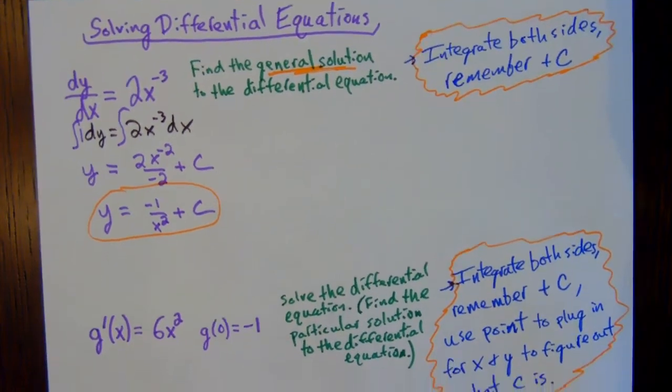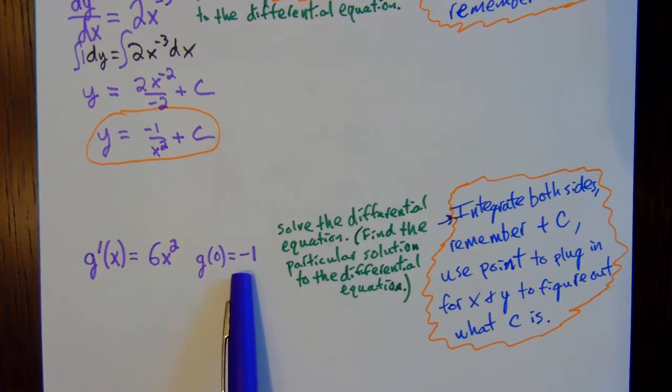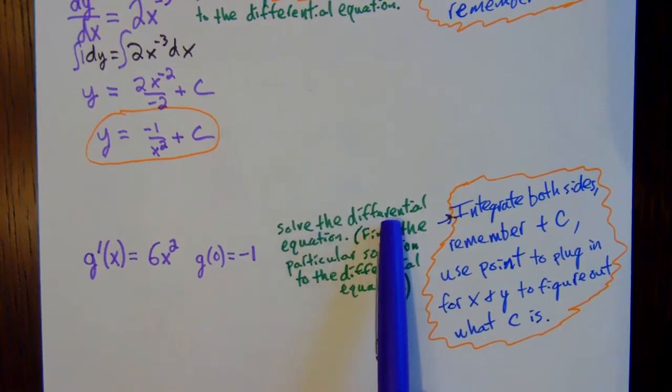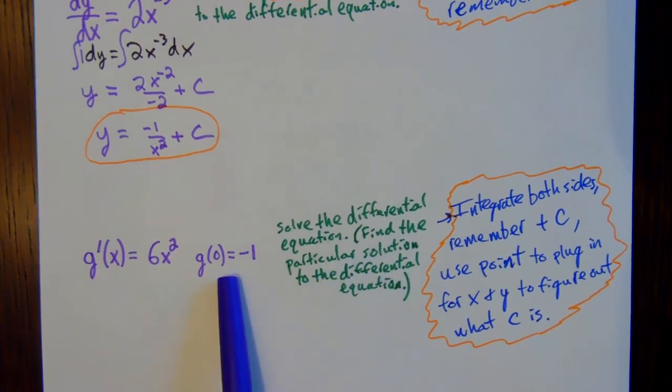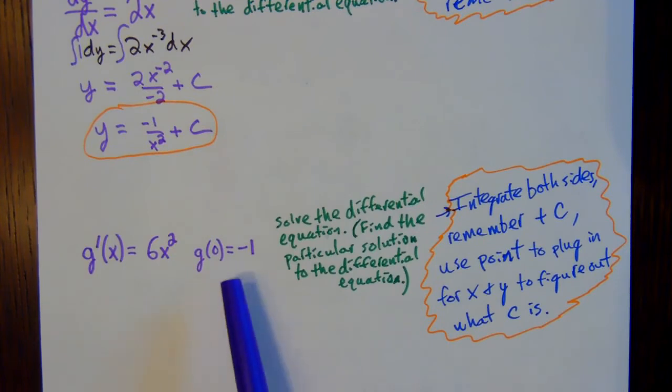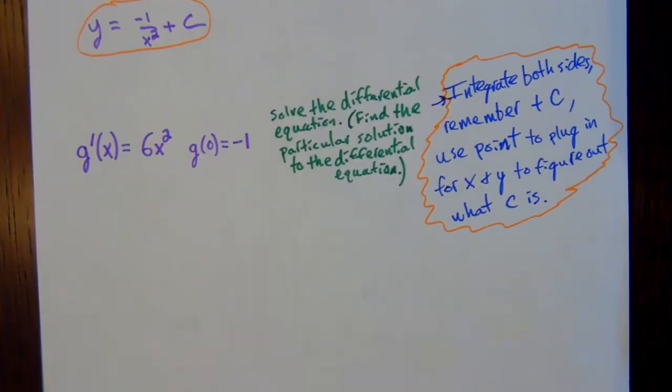And then here's another example. So I'm going to give you the derivative, and this time I'm going to give you a point, and we'll say solve the differential equation. Either you'll see that, or you'll see find the particular solution to the differential equation, and they'll call this like the initial condition where we're going to use that point. So we'll use that point at the very end. And so I'm just going to go straight to the integrating right here.